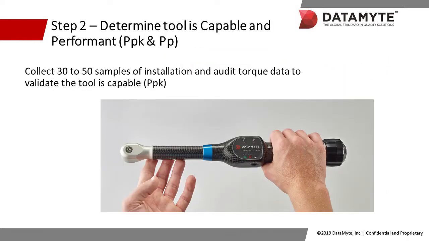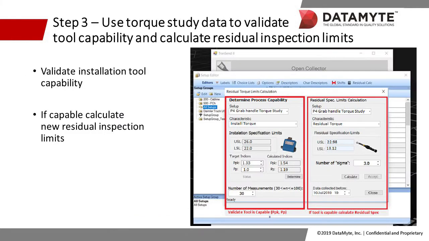Step 2 is to put the tool into use and verify that it is performant relative to PPK and PP. We recommend collecting around 30 to 50 samples of data to validate this. Thirdly, we are now at the point of data collection for our torque study. Datamite's STARS system makes this process easy by calculating the new residual inspection limits for you.